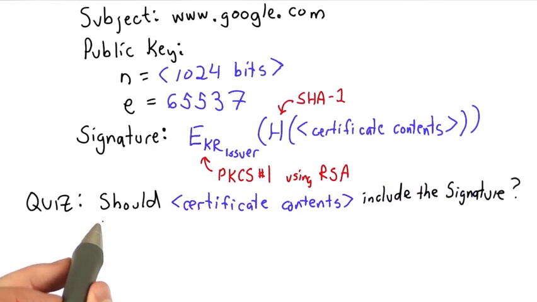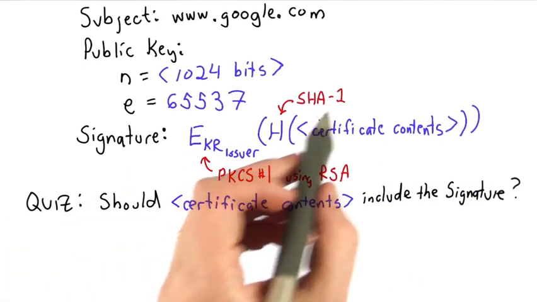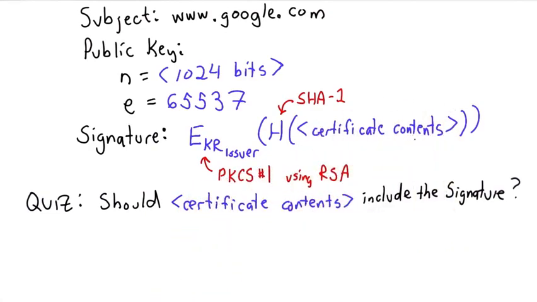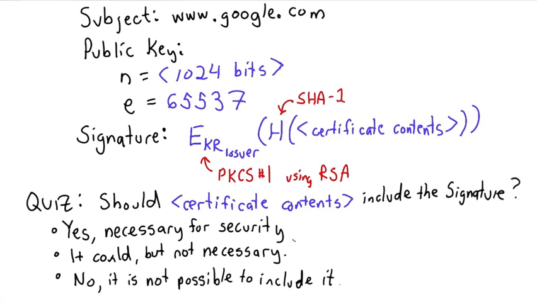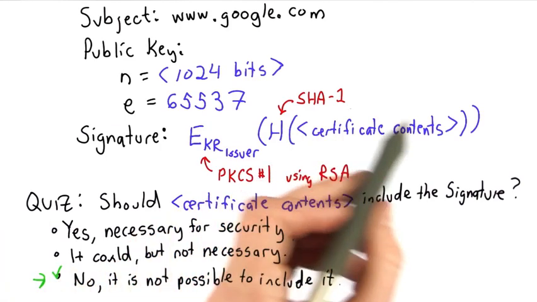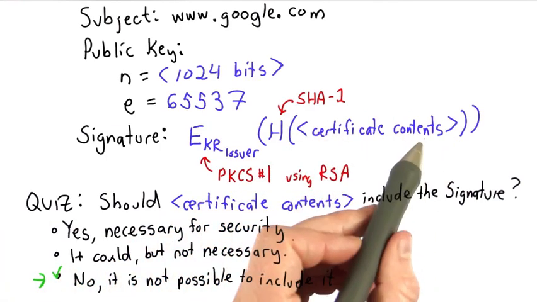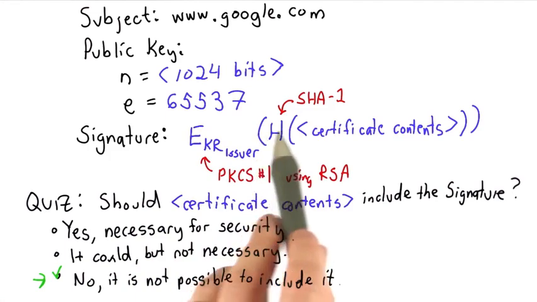So for this quiz, I want you to decide whether or not the certificate contents that's used as the input to the hash here should include the signature itself. The answer is no, that it's not possible to include the signature in the hash itself. And the reason for this is if that was included, well, we don't know what it is until we've computed this.